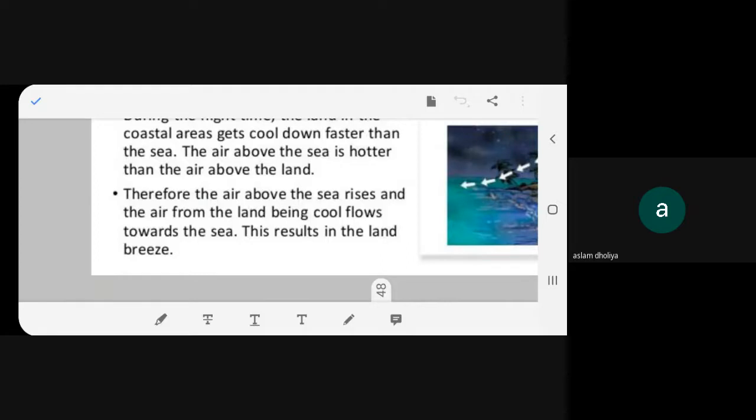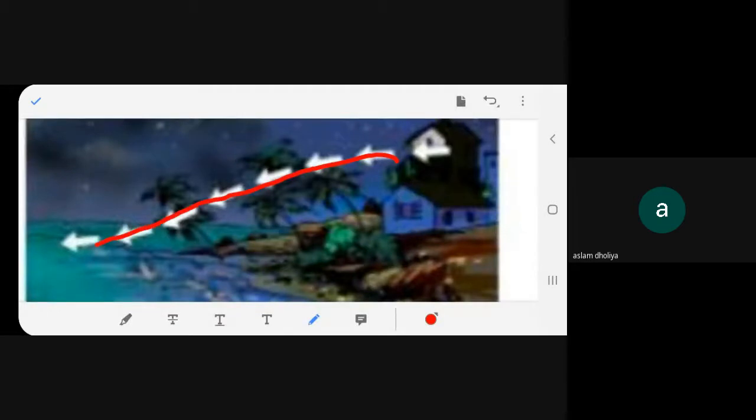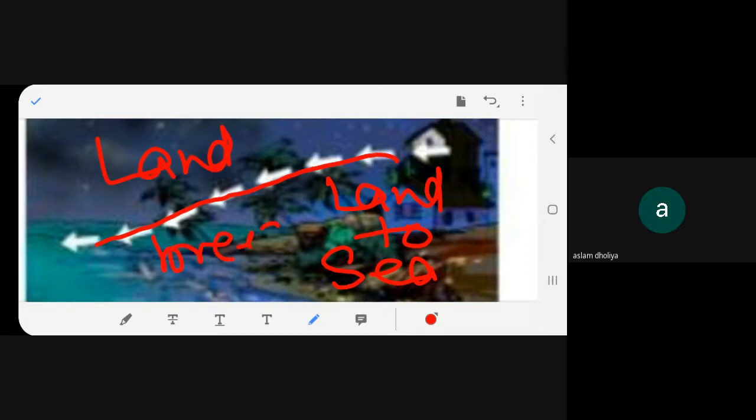See over here. The arrow is from land to sea. This is land moving to sea. Which is this breeze? Land. Is this okay, beta? Can you hear me? Yes, ma'am.